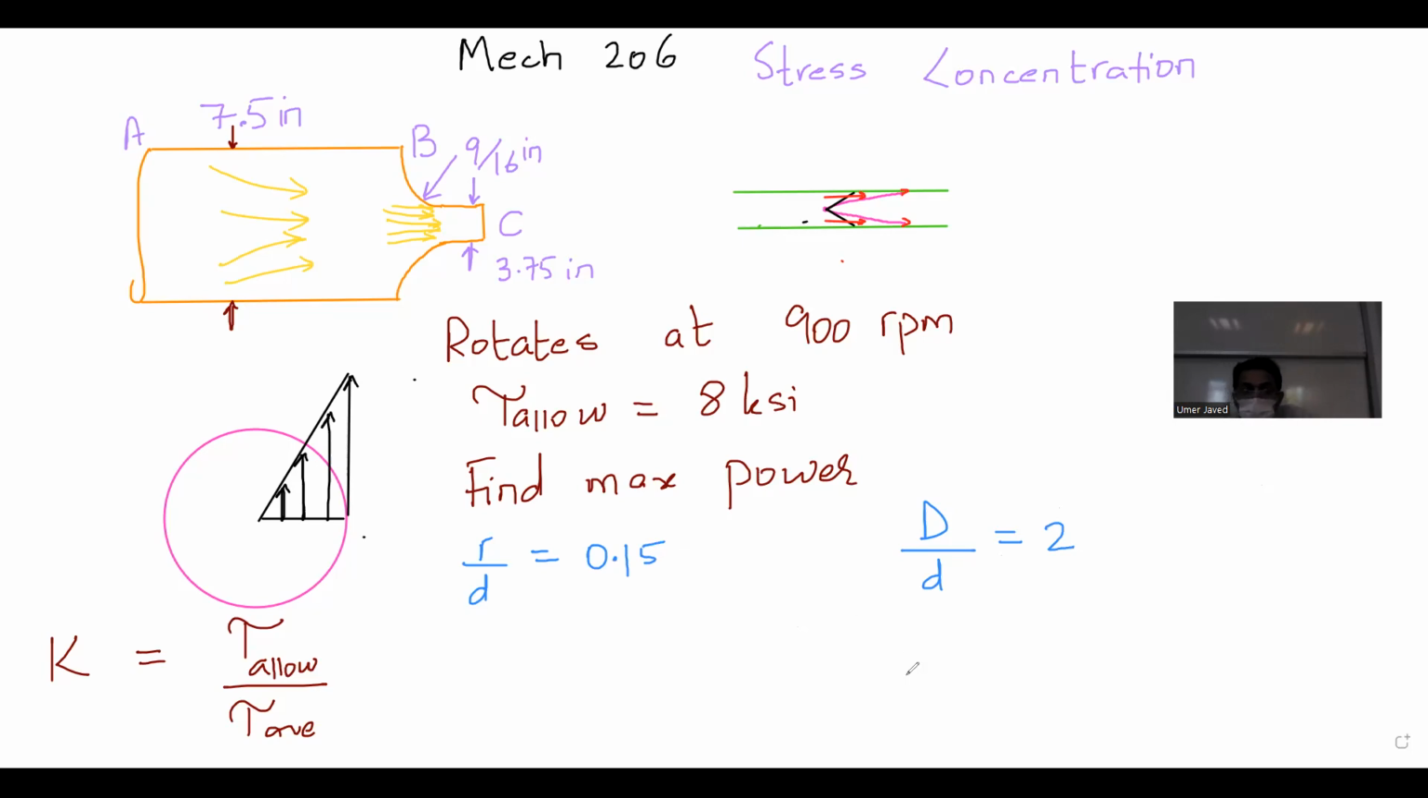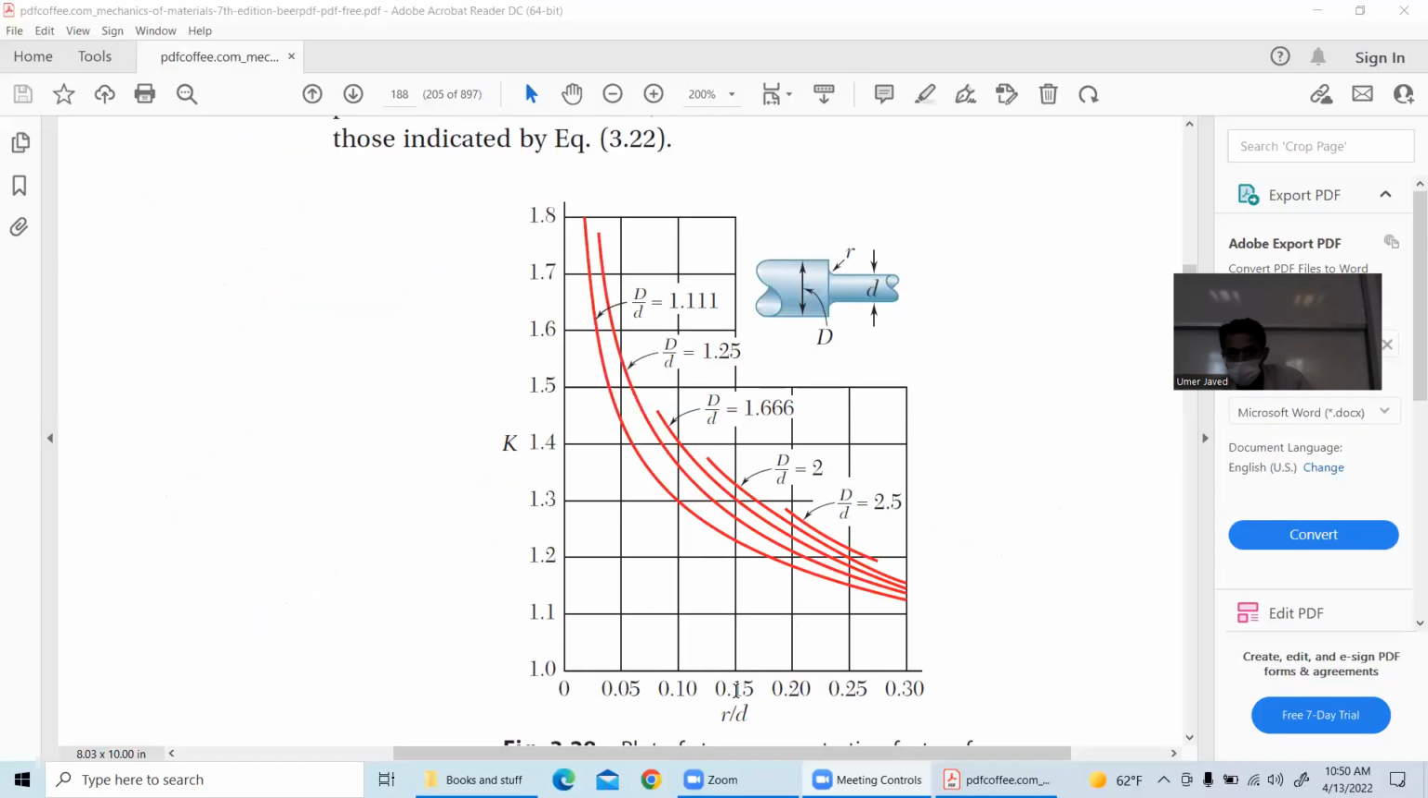Now what I will do is I will use 0.15 and 2 in the chart. So I will do small r over d 0.15. D over d is 2, as one of the students told us. Keep going up, keep going up, keep going up. Stop. It cuts the D over d equal to 2 line here. Then keep on going horizontal.